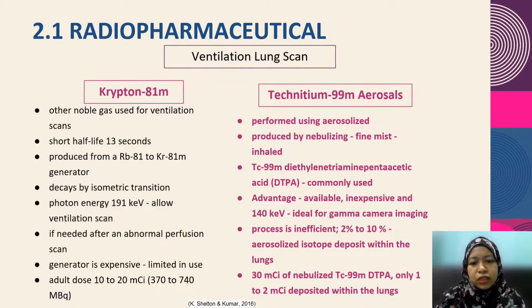The advantages of technetium aerosol: they are widely available, inexpensive, and have 140 keV, which is ideal for gamma camera imaging. The process is inefficient, with only 2% to 10% of the aerosol radioisotope deposited within the lung. So of 30 millicurie of nebulized DTPA, only 1 to 2 millicurie is deposited within the lung.